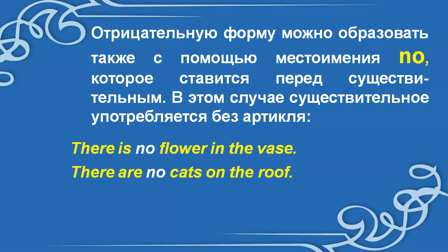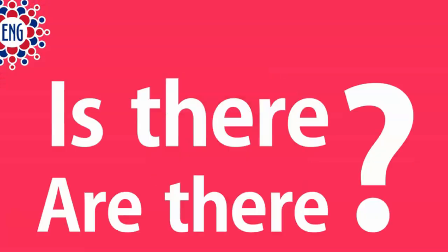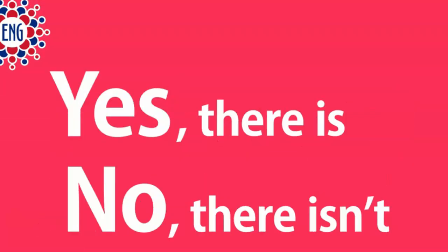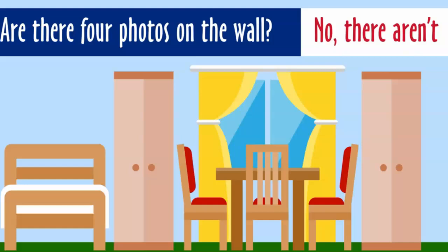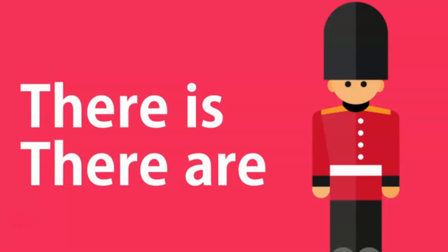There is no flower in the vase. There are no cats on the roof. Is there? Are there? Yes, there is. No, there isn't. Is there a table in my room? Yes, there is. Are there 4 photos on the wall? No, there are not. There is and there are.